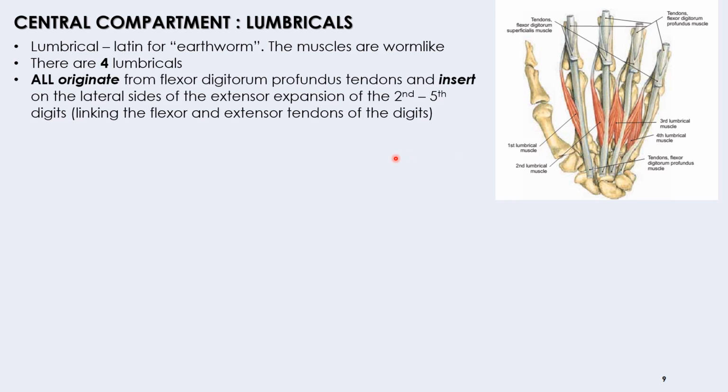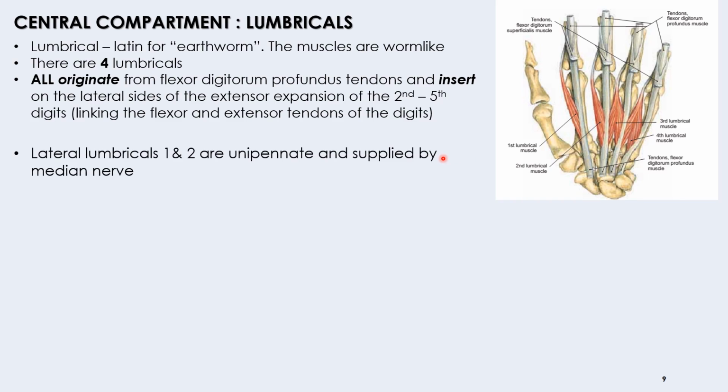So they originate from the flexor digitorum profundus tendons and insert on the lateral sides of the extensor expansion of the second to fifth digits. So the flexor digitorum profundus is actually a muscle in the forearm, and its tendons insert in the hand. So we can guess that it's an extrinsic muscle of the hand.